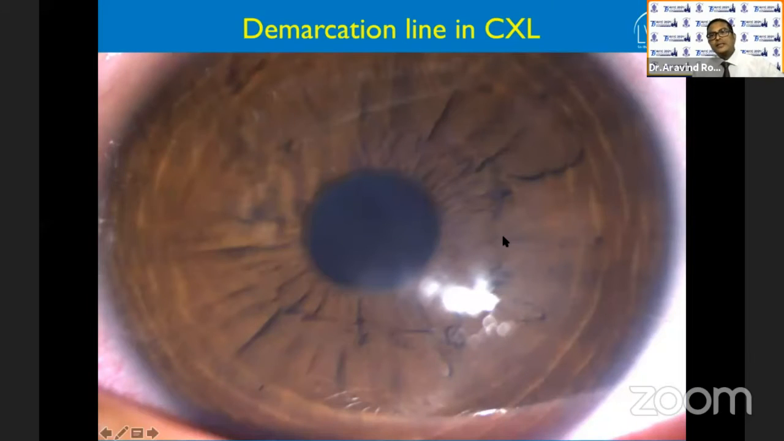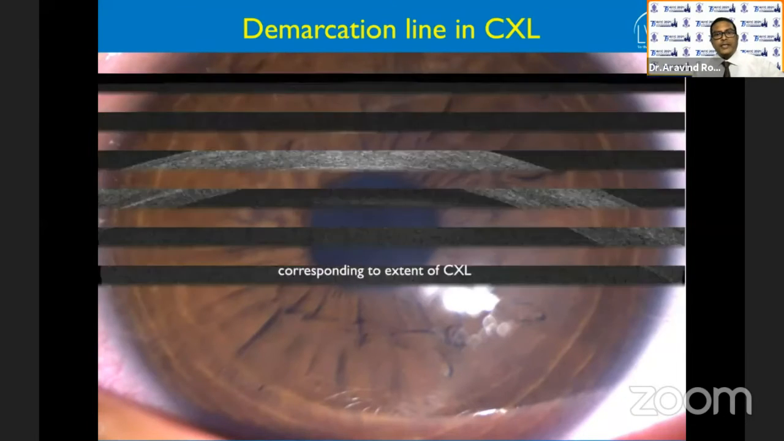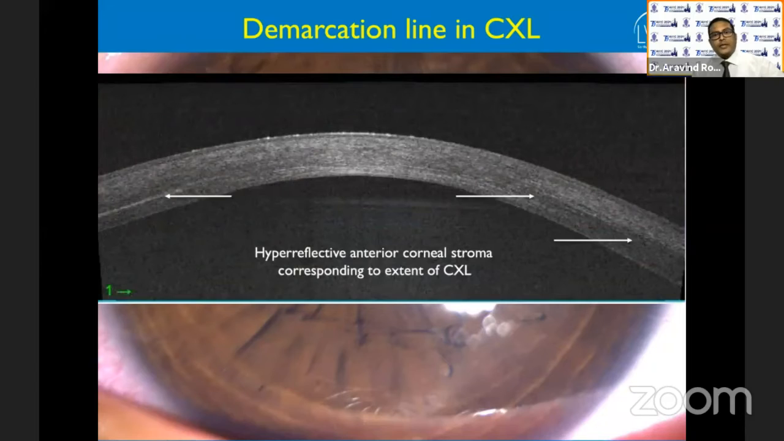Collagen cross-linking is the single most important intervention that we have in preventing the progression of keratoconus. Therefore, the OCT can help image whether there are areas of hyperreflective anterior stroma, which corresponds to the extent of the collagen cross-linking. These are shown by the white arrows, which show as a distinct prominent line in the anterior stroma.